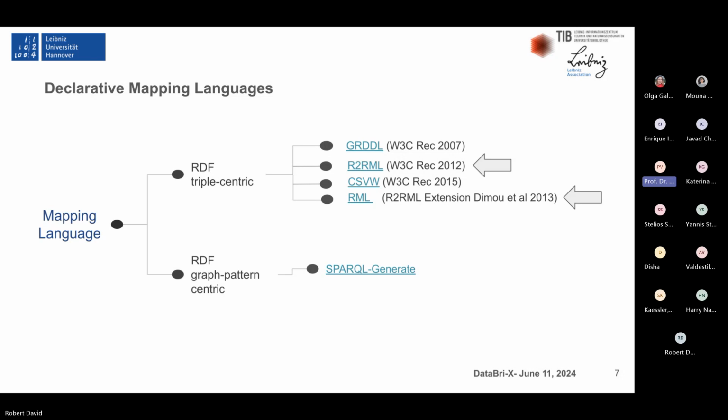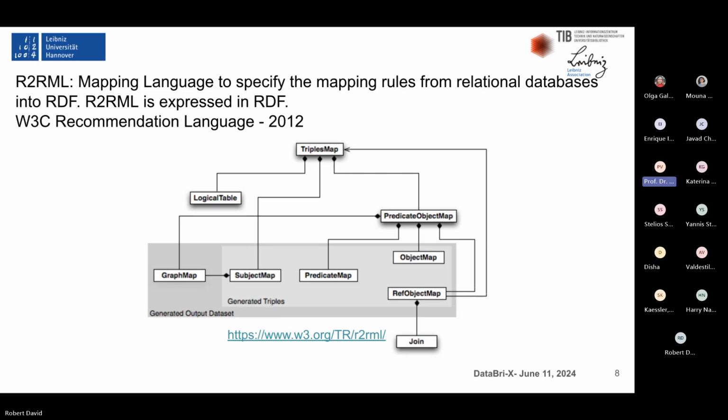Just to recap, what is RML? R2RML is a mapping language that is able to specify mapping rules from relational databases into RDF. What is interesting about this mapping language is, first of all, that it is a recommended language for specifying these mappings. And second, that it is expressed in RDF, which makes the mappings another part of the metadata that can be included as part of the knowledge graph. And this is something that we are also able to manage.